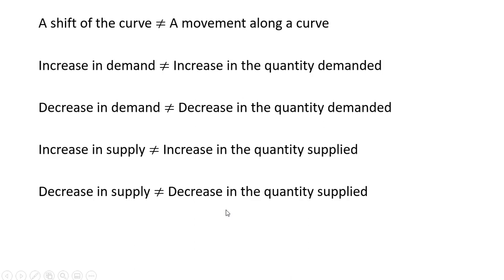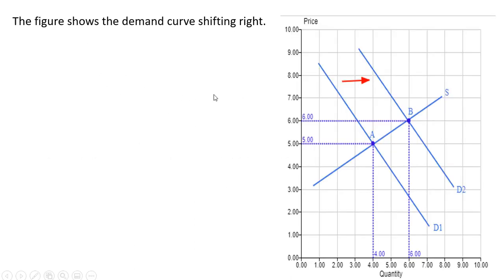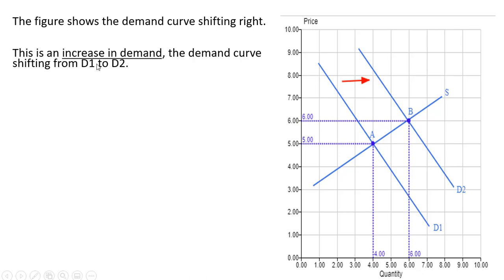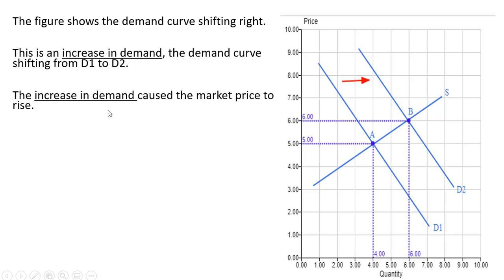All right, let's do some examples. All right, so let's take a look here at the figure on the right. So the figure shows a demand curve shifting right. This is an increase in demand. This is not an increase in the quantity demanded. So this is an increase in demand. We're going to use that language to refer to the entire demand curve shifting to the right, here from D1 to D2. The increase in demand caused the market price to rise.